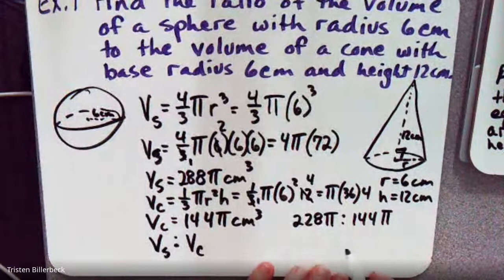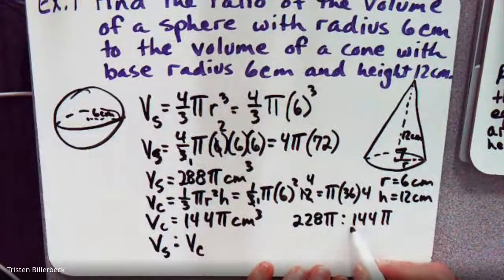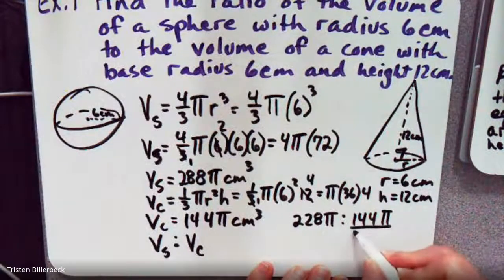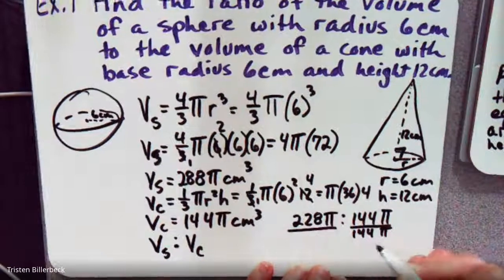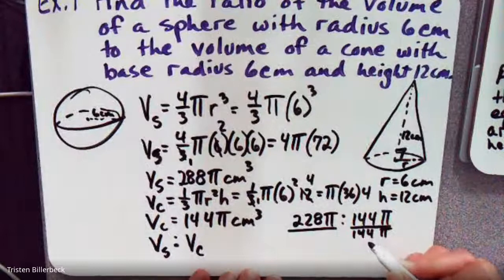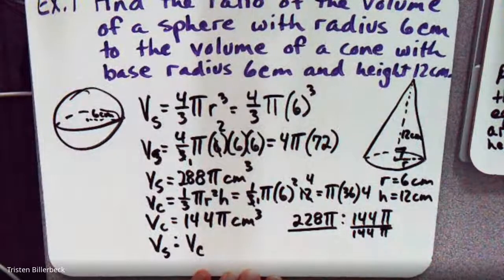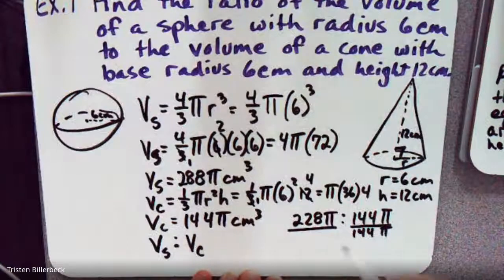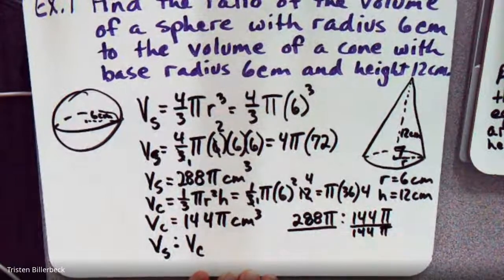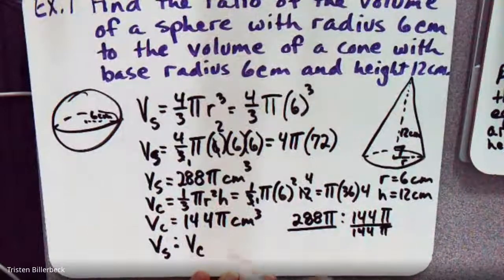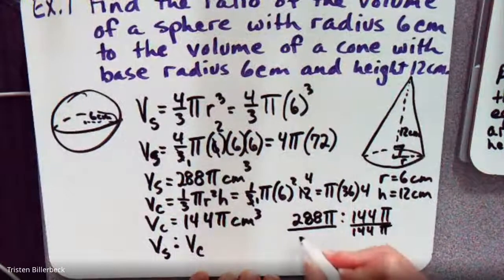Now, I happen to know that if I divide by 144 pi on both sides, oh, wait, I can't do 144 because that was, oh, I wrote this down wrong. Now I can. Be careful about transferring information. Make sure you do it right.